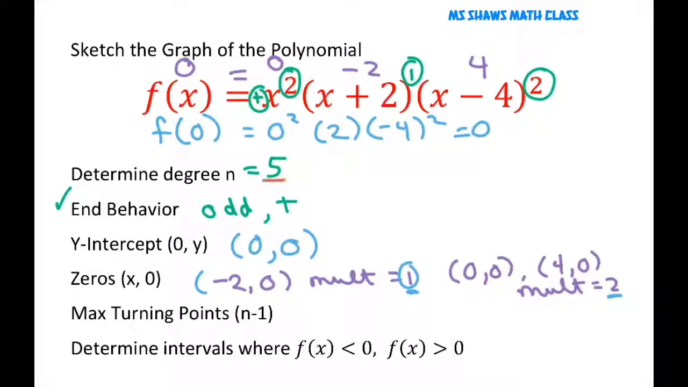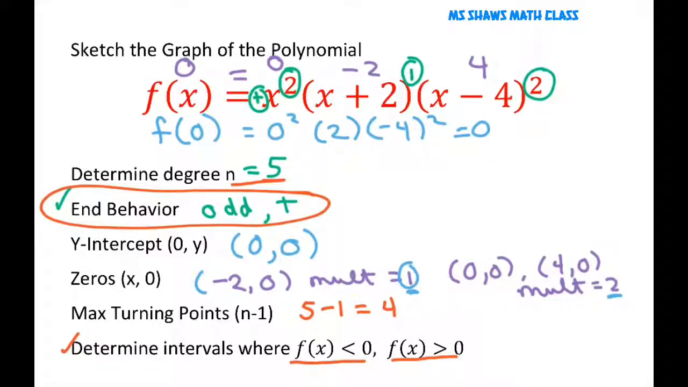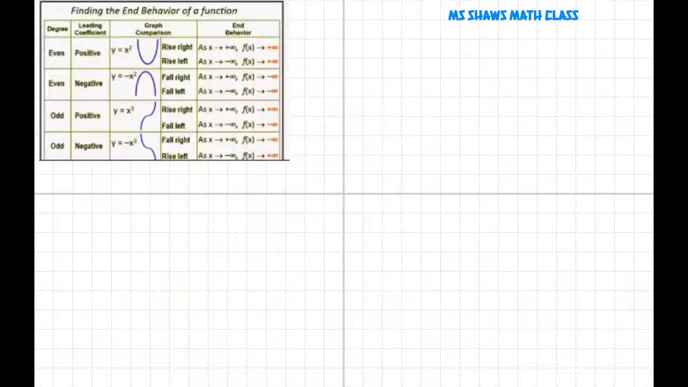Our maximum turning points is our n minus 1. So 5 minus 1 equals 4. And we're also going to determine the intervals where our f of x is negative and where f of x is positive. We're going to do this after we graph. So let's go back to our end behavior. Just remember our degree is odd and our lead coefficient is positive.